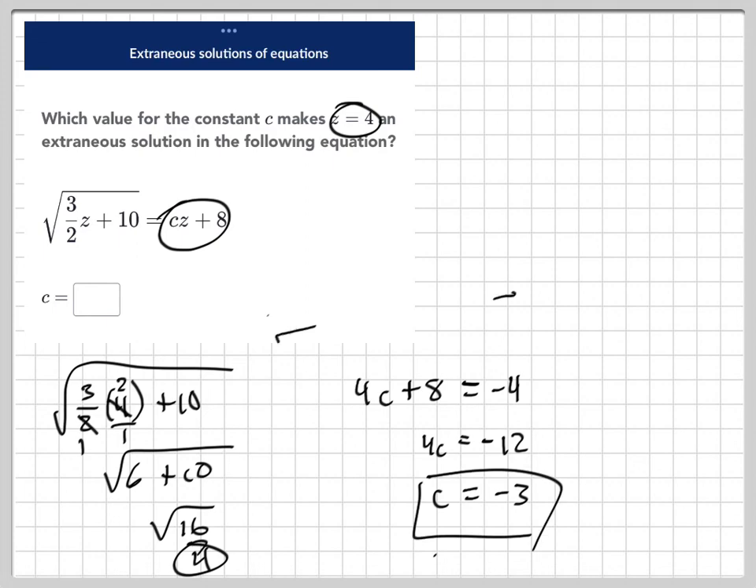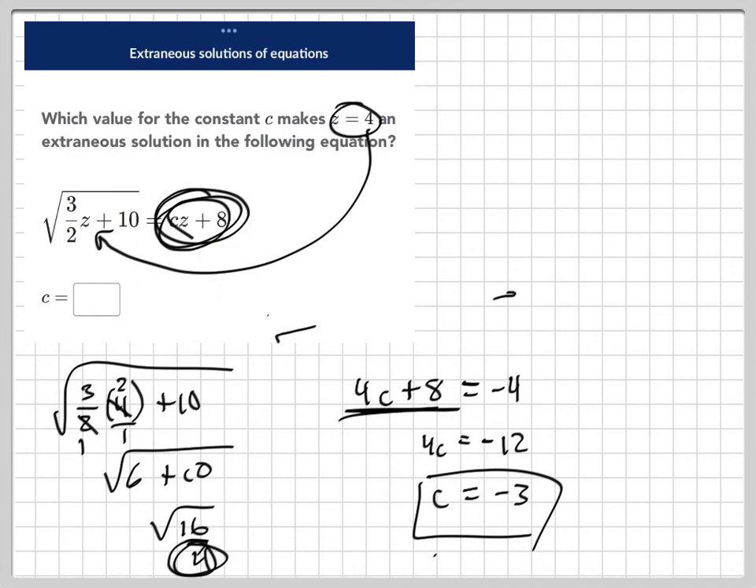So, two steps. First, plug in the 4. And then whatever you get, make it negative. Then set the other side equal to that negative answer to solve for c. Okay? Sorry, guys. I hate this problem too.